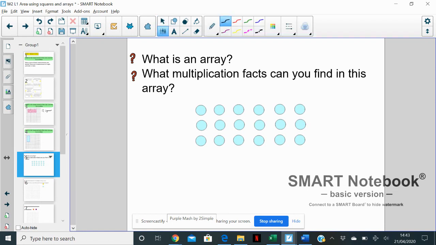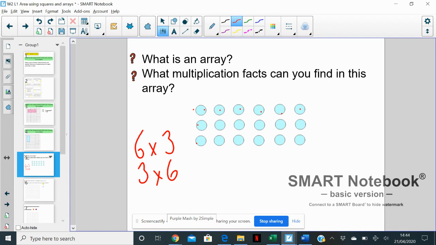So I can see in this array that I've got 1, 2, 3, 4, 5, 6 circles going along and 1, 2, 3 circles going down. So I know that it's showing me 6 times 3. I know that multiplication facts are commutative. That means we can switch the numbers around. This array is also showing me 3 times 6.